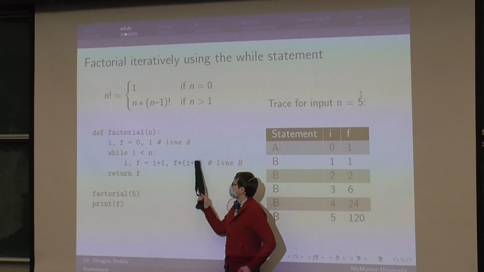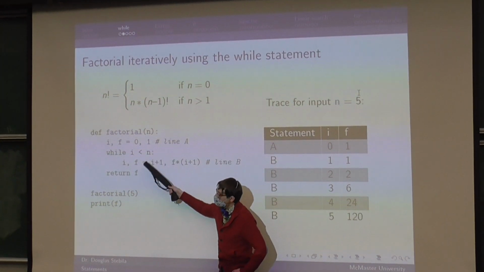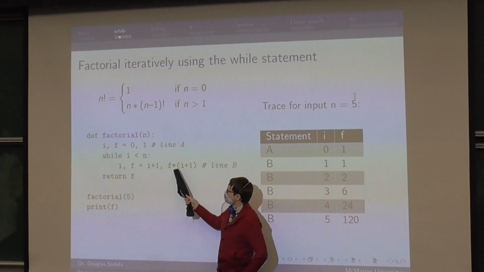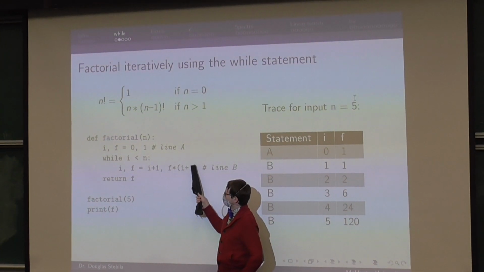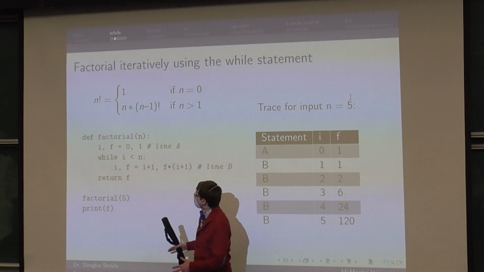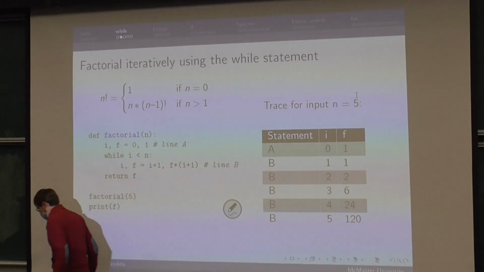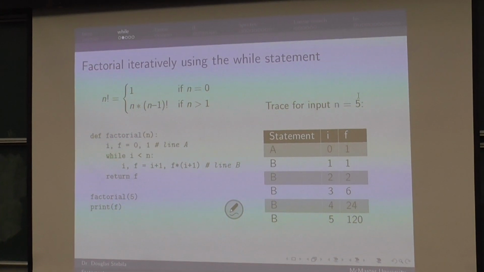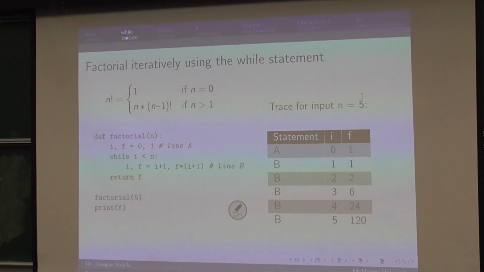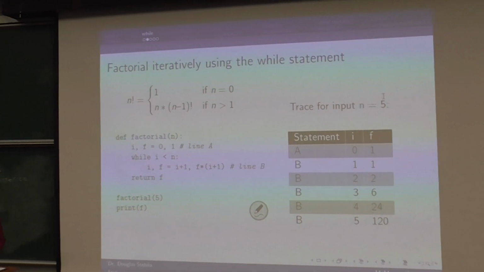Essentially, as you're going through this loop, every time you iterate, you're multiplying into f the progressively larger values of I, which is what eventually calculates the factorial for you. Any questions about this so far? Fairly straightforward? So good to be able to see people nodding.